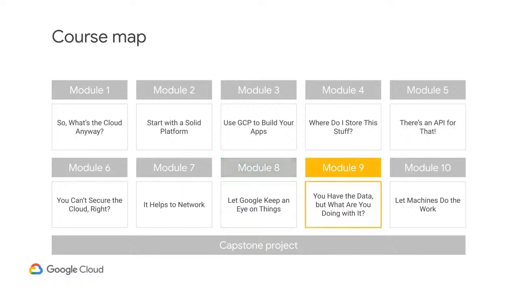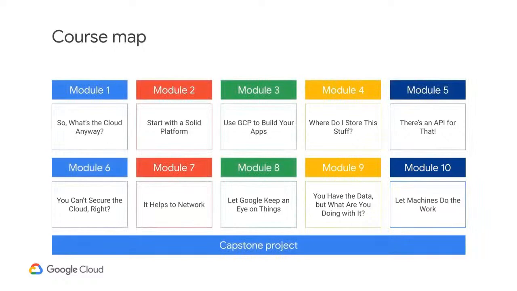In Module 9, you'll look at some of the managed services that Google offers to process your big data. And you'll end with a module that explores the world of machine learning and the role of machine learning in putting your data to work. Let's look at the learning objectives for each of the 10 modules in more detail.